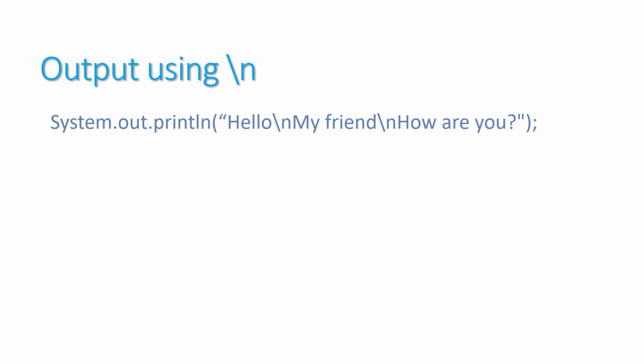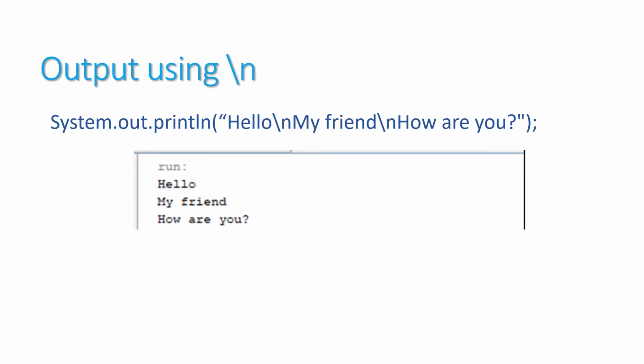Then \n stands for new line. So if I print hello \n my friend \n how are you? I will get this result. So the "my friend" is printed on a new line, and the "how are you" is printed on a new line.